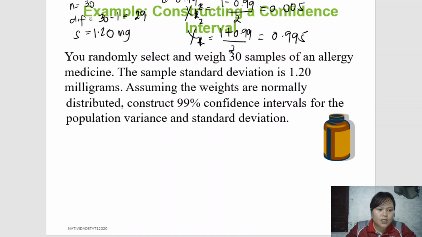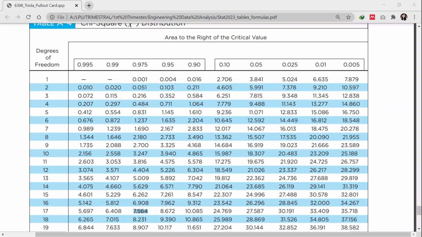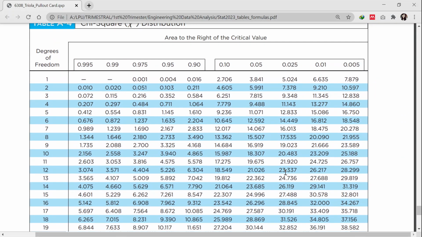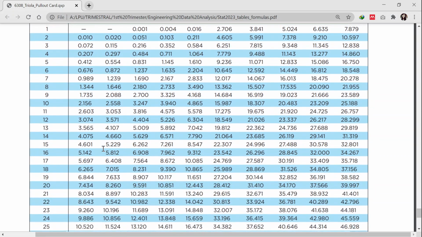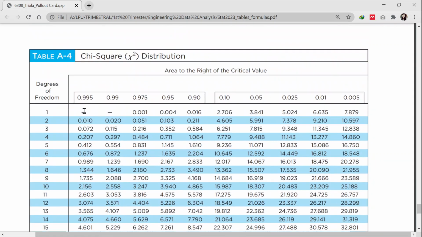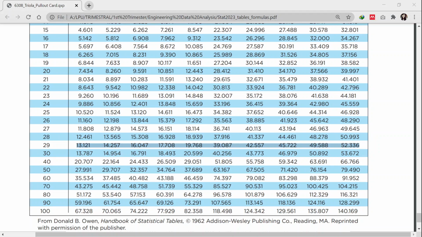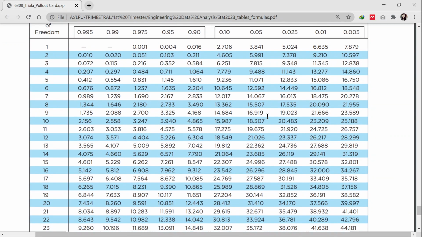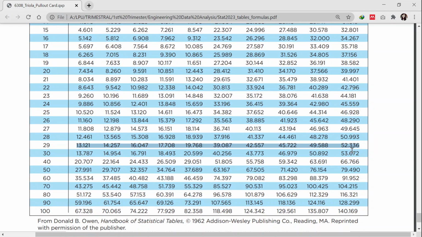We can now shift to our table. Okay, chi-squared. So we're looking at 29. There's 29. The line is here. And then we're looking at 0.995 for the chi-squared left. 0.995, 29, that's 13.121. I would have to indicate 13.121. And 0.005, that's the extreme, so 52.336.